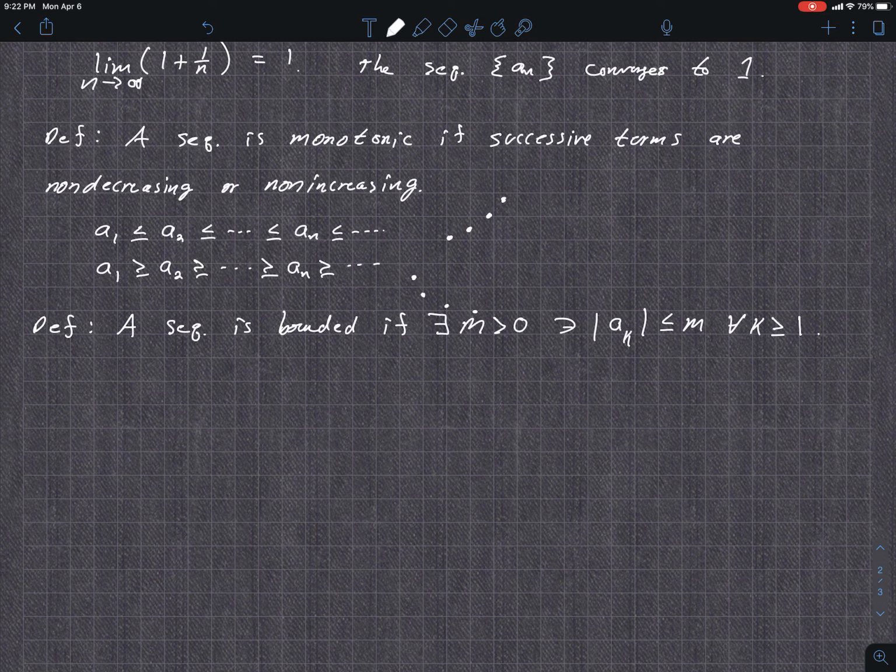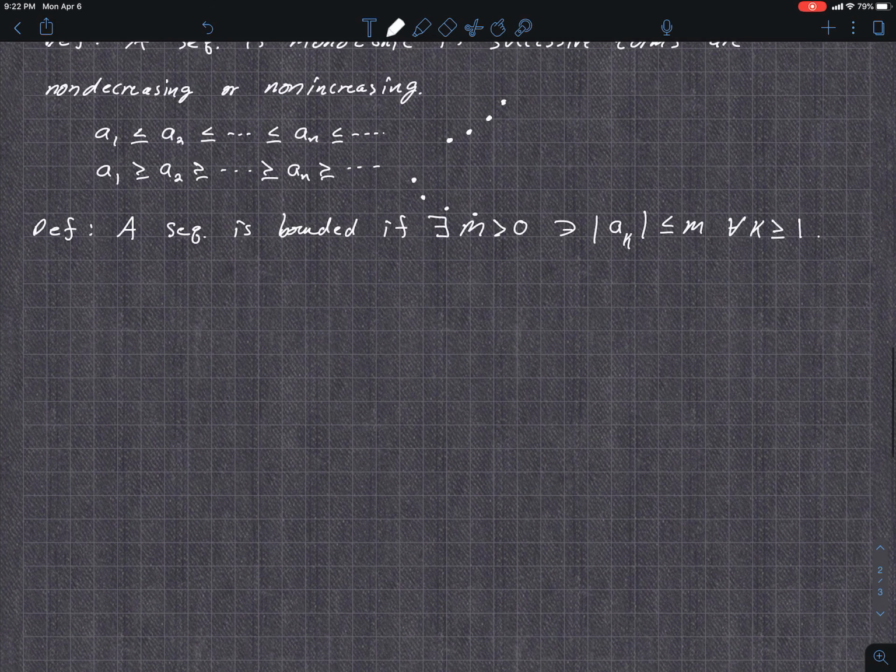We'll say all k greater than or equal to 1, to be clear on what we're talking about. So let's look at an example of this one. We already talked about this one. We look at n, so for example, n over n plus 1. What does that basically approach?